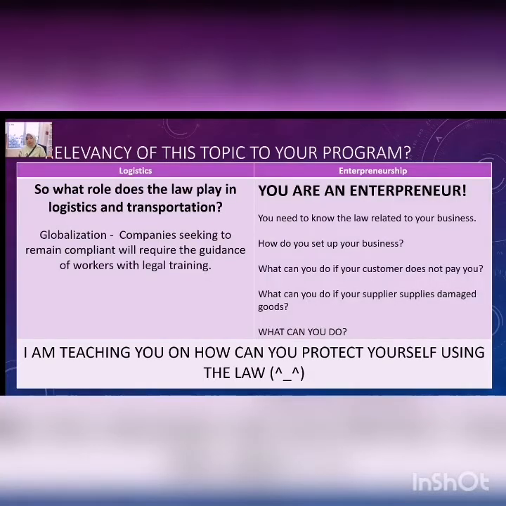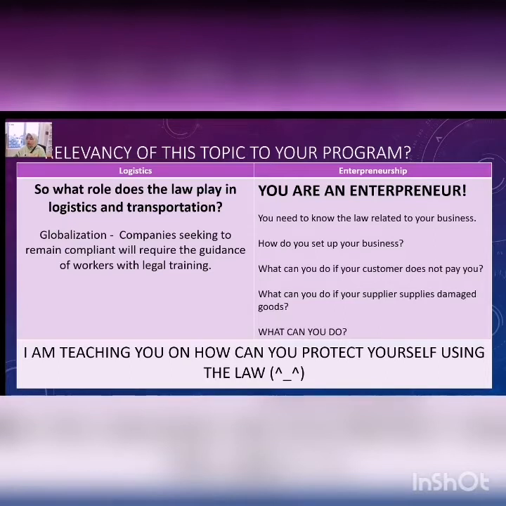Okay, and then the relevancy of this topic, the Malaysian legal system, to your program. So why do you need to learn the law? For the logistic students, since we have discussed in the introduction section of business law, because you are a logistic student, you are an entrepreneurial student, why do you need to learn the law? This is because in all of the companies, wherever you go, your boss will need you to understand the law. You must understand what the law is, so that you will not make any mistakes. You know the law, you wouldn't try to breach the law. Simple.